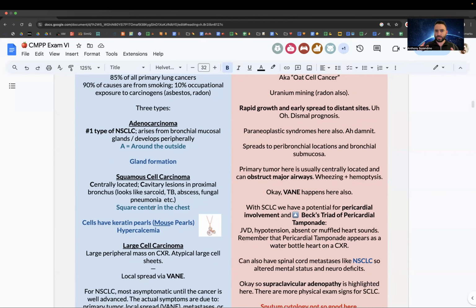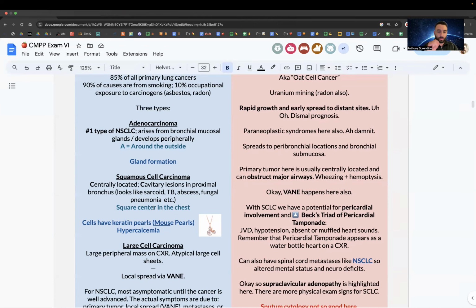I think of this as the 3 C's, but it's centrally located, so it's not around the outside. It has cavitary lesions, because this kind of looks like sarcoidosis or TB or an abscess or fungal pneumonia. But I try to think like squamous, square. It's square center in the chest. It's centrally located, with cavitary lesions.